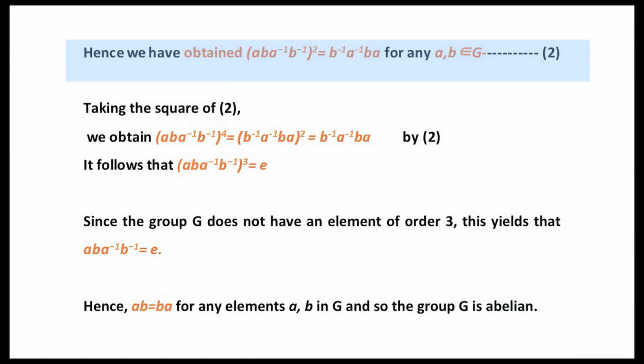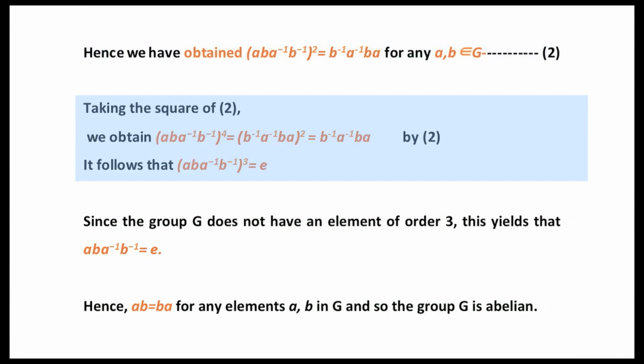Hence, we have obtained (aba^-1b^-1)^2, which is equivalent to b^-1a^-1ba for any a, b belongs to G.